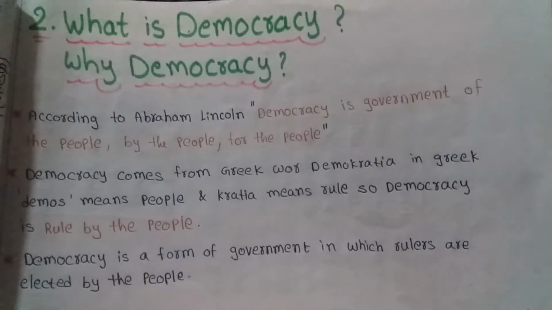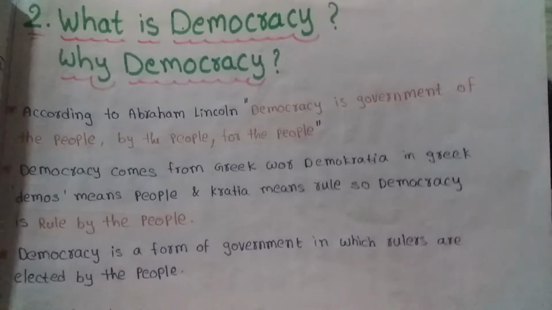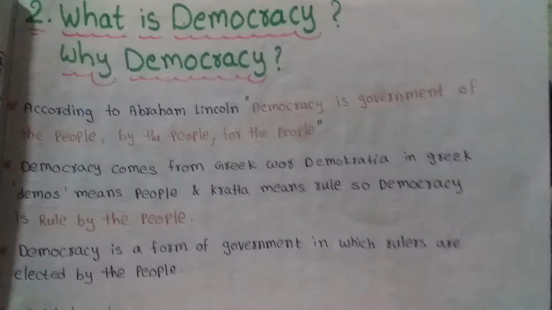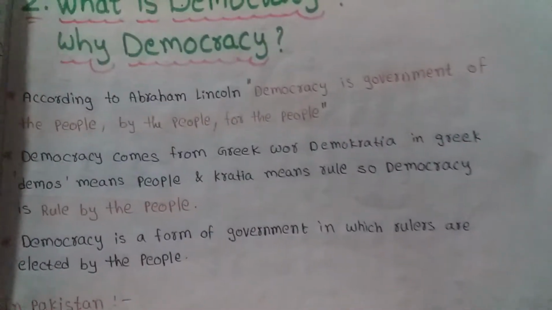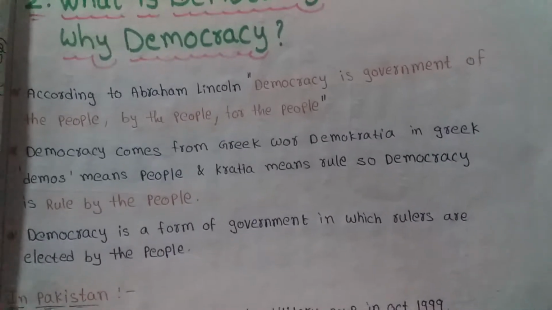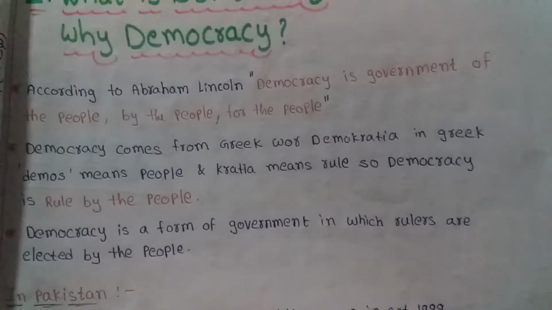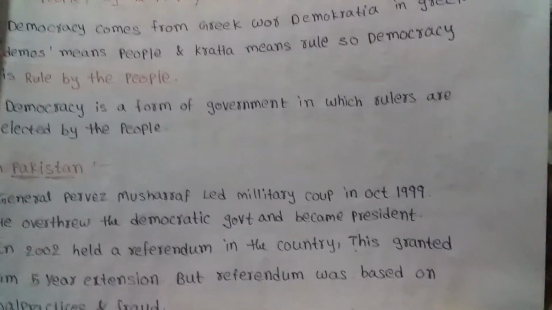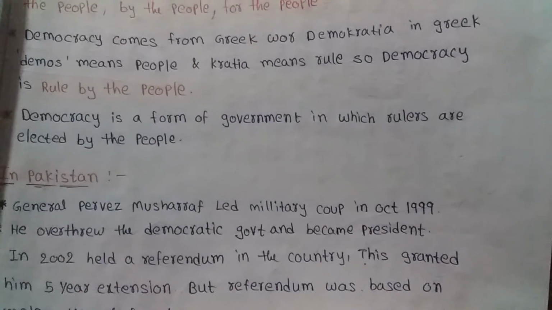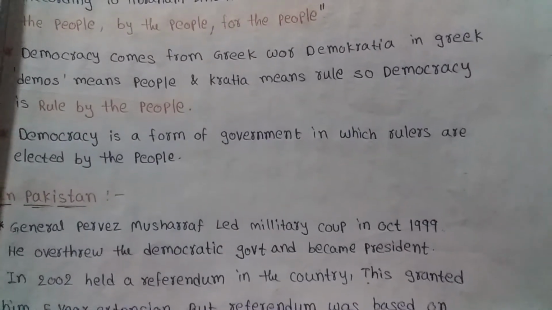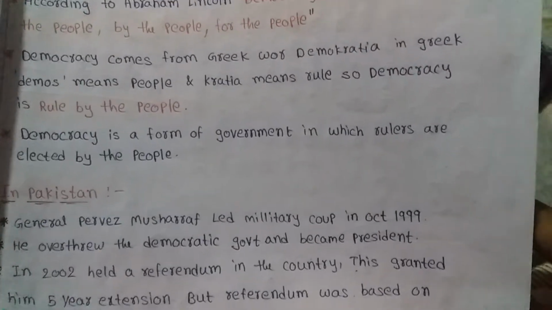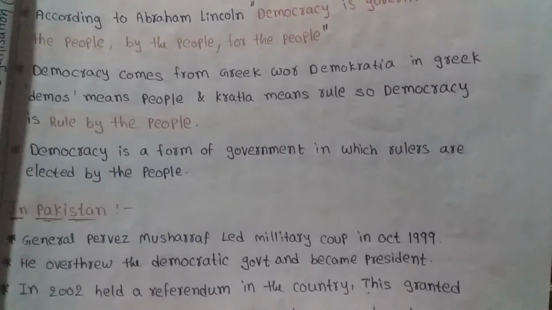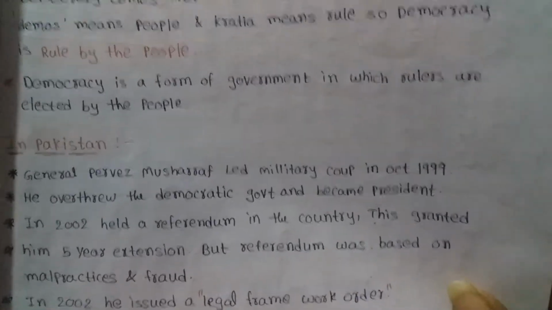Today in this video, we are going to learn about the second chapter in the NCERT 9th class political science textbook, that is, What is Democracy and Why Democracy. According to Abraham Lincoln, democracy is the government of the people, by the people, and for the people. Democracy comes from the Greek word demokratia. In Greek, demo means people and kratia means rule. So, democracy is ruled by the people. Democracy is the form of government in which rulers are elected by the people.